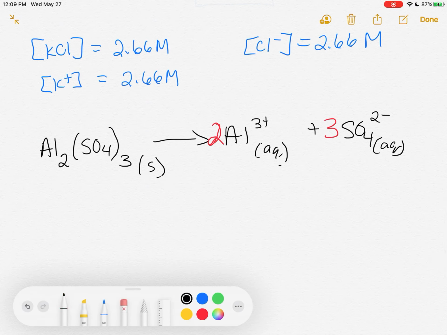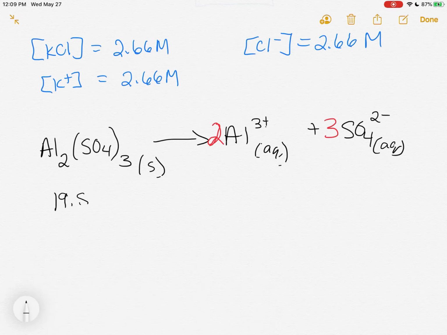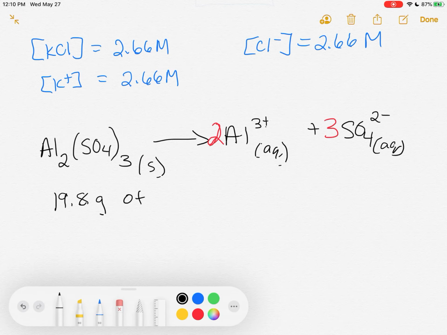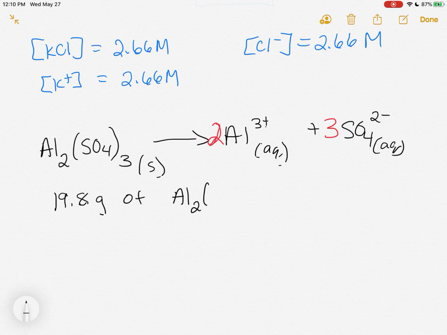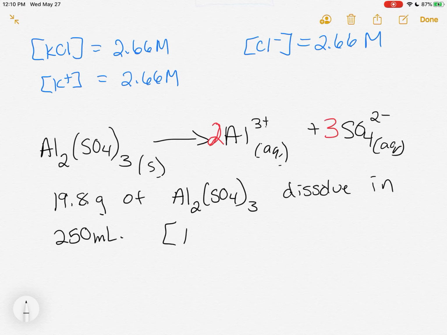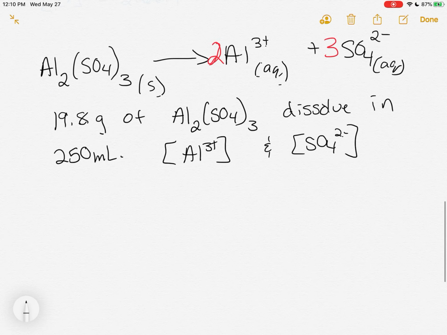Okay, so if we start out with, you know what, let's use 19.8 grams as well. So if we have 19.8 grams of our aluminum sulfate, let's try writing that aluminum sulfate one more time. And we dissolve it in, let's go with 250 milliliters this time. And I want to find the concentration of aluminum ion and the concentration of the sulfate ion.